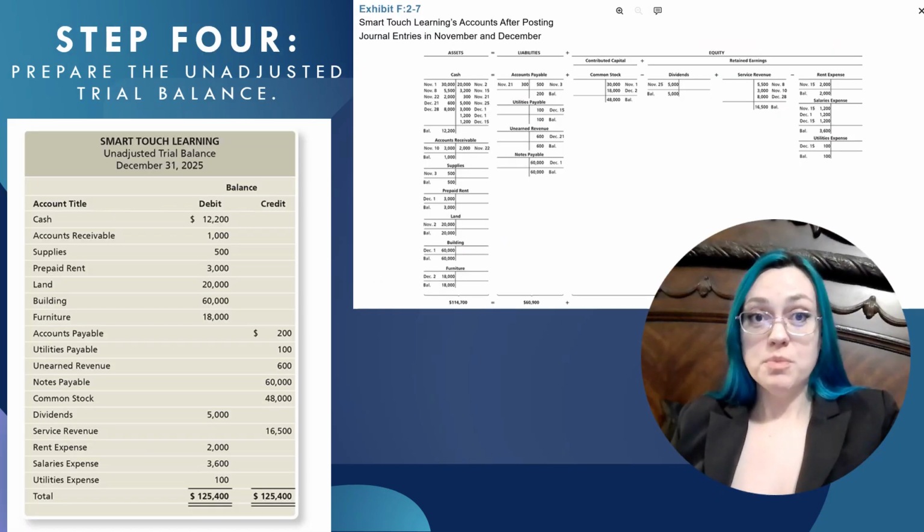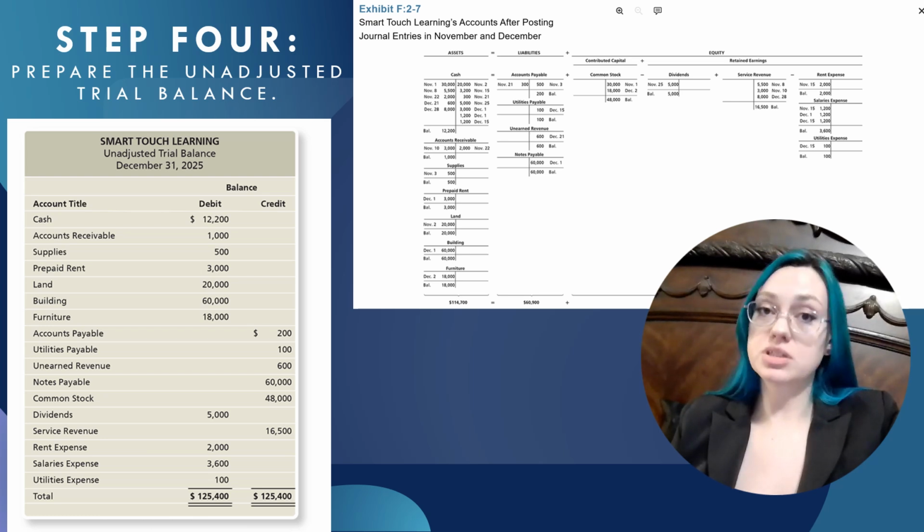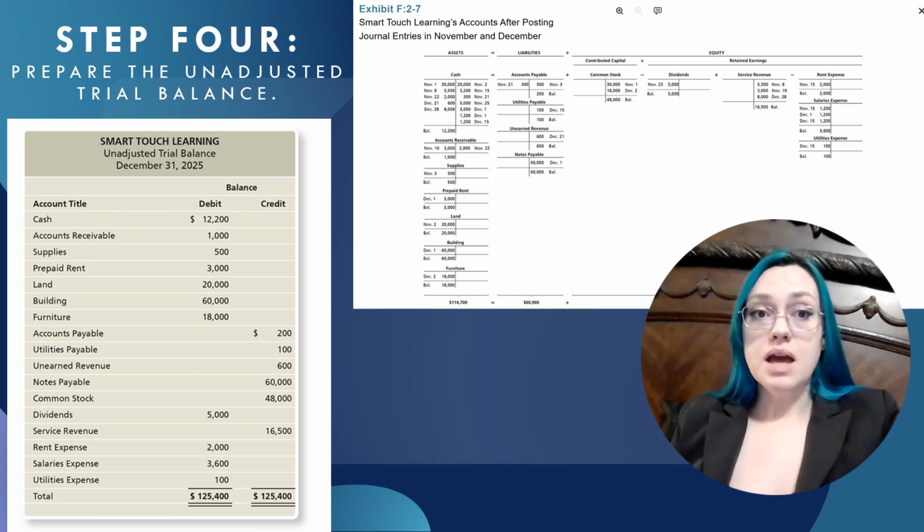Step 4, prepare the unadjusted trial balance. Periodically, throughout the time period, the company will prepare an unadjusted trial balance. This is a summary of the account balances from the ledger. After all transactions are recorded and posted, a trial balance is prepared. We can see at the bottom that the debit and credit sides are equal, which means the accounting equation is balanced. If this was not the case, it would indicate there has been an error in the recording process.